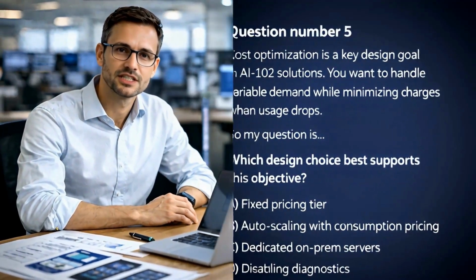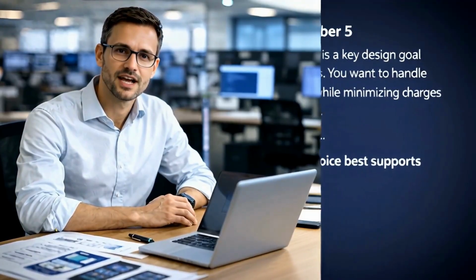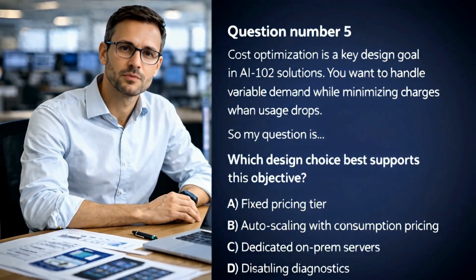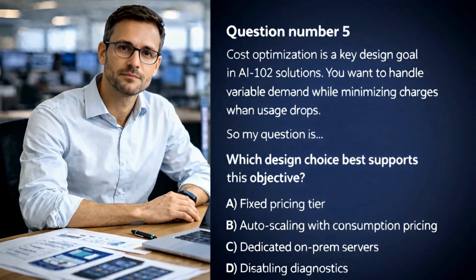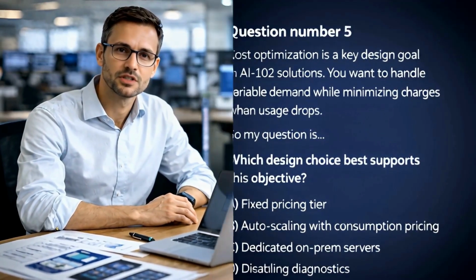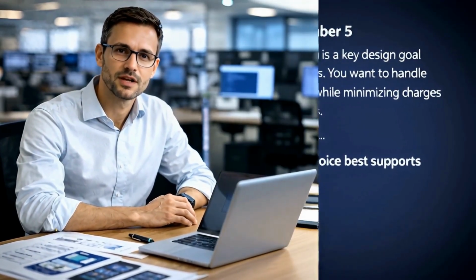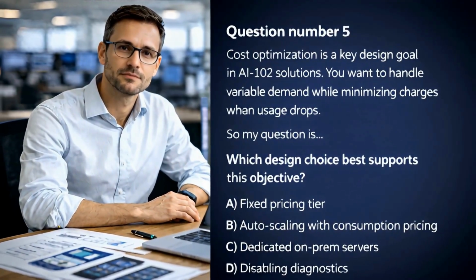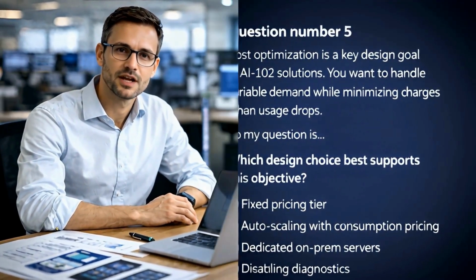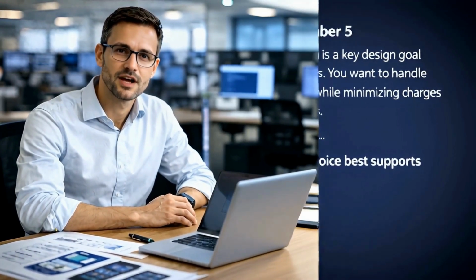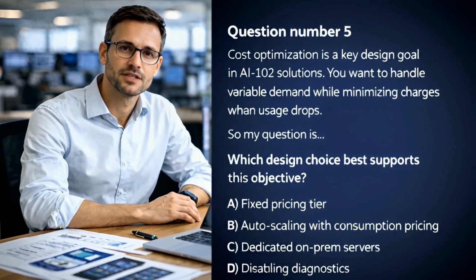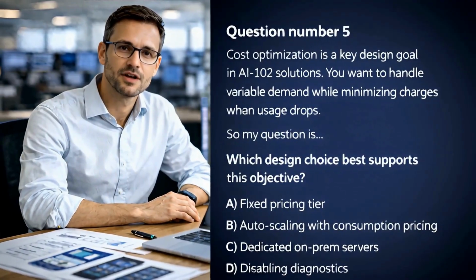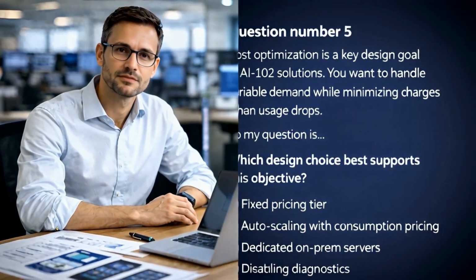Question number 5. Cost optimization is a key design goal in AI-102 solutions. You want to handle variable demand while minimizing charges when usage drops. So my question is, which design choice best supports this objective? Options are A. Fixed pricing tier, B. Auto-scaling with consumption pricing, C. Dedicated on-prem servers, D. Disabling diagnostics.